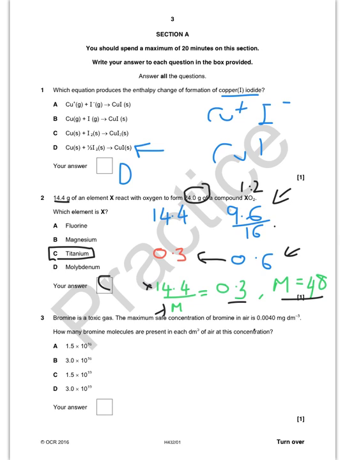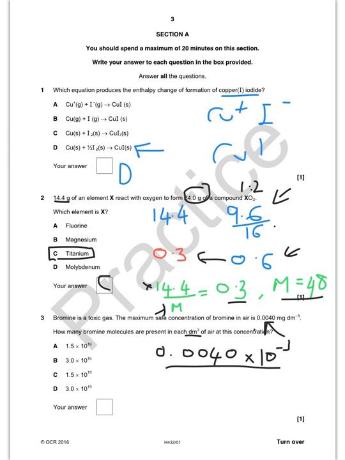Alright, for question 3 we're going to do a little bit of maths as well. So how many bromine molecules are present in each decimeter cubed of air? So I have got 0.004 milligrams of bromine per decimeter cubed in the air. You have to convert that into grams, which is 0.40 times 10 to the minus 3.